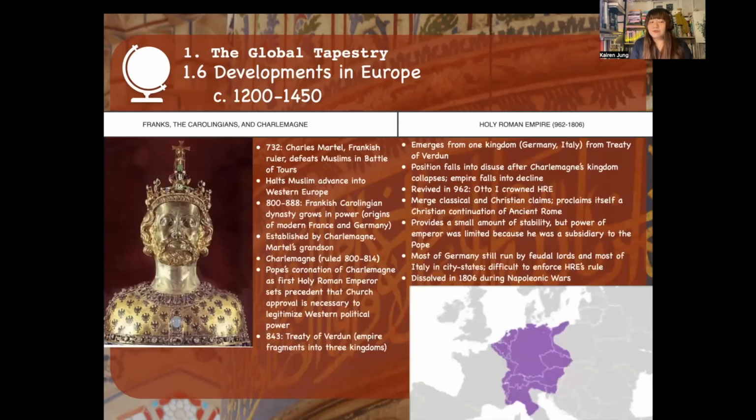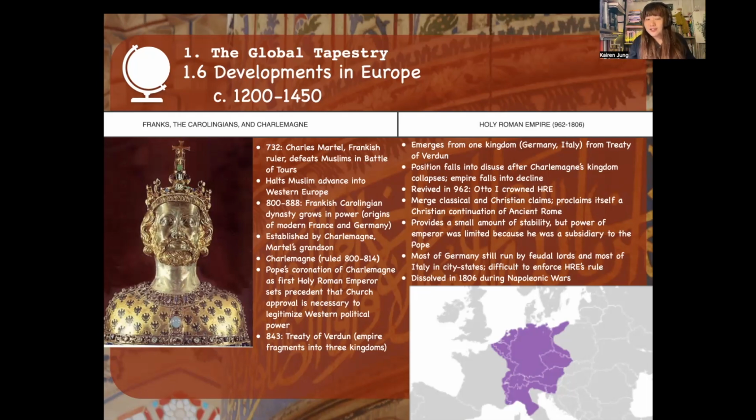First, we're going to look at the Franks, the Carolingians, and Charlemagne. Again, if you're studying for Euro history, you're going to have a lot more of an in-depth look at these. But in 732, what happened? Charles Martel, the Frankish ruler, defeated the Muslims in the Battle of Tours, and he halted Muslim advances into the Western European area. Between 800 and 888, the Frankish Carolingian dynasty grew in power and became the origins of modern-day France and Germany. It was established by Charlemagne, who is Martel's grandson, and Charlemagne ruled for 14 years.